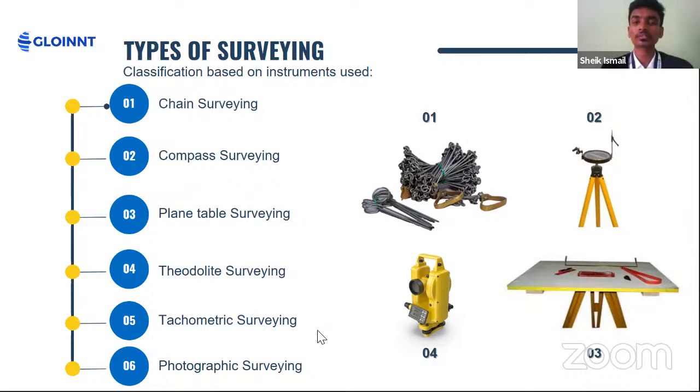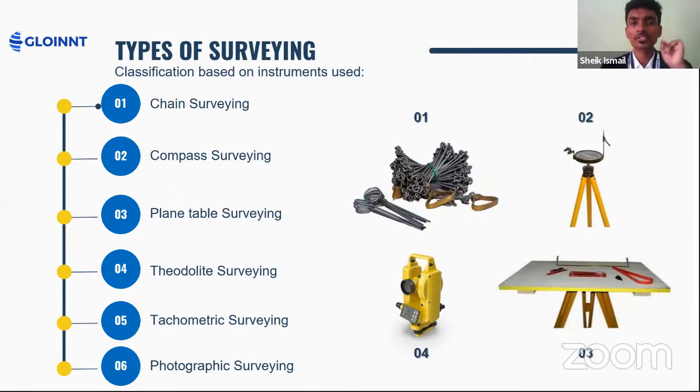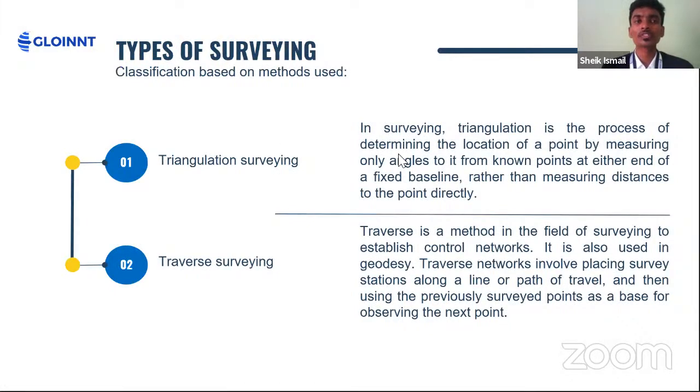Next to that, types of surveying are also classified based on the method. There are two types, especially triangulation surveying and traverse surveying. In triangulation surveying, it is the process of determining the location of a point by measuring only angles from one end to another end, with a baseline.